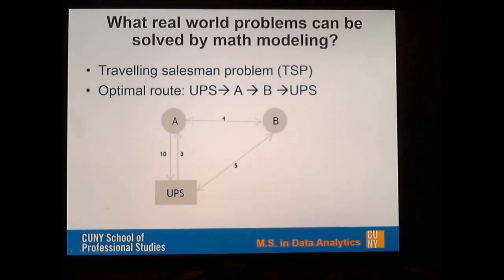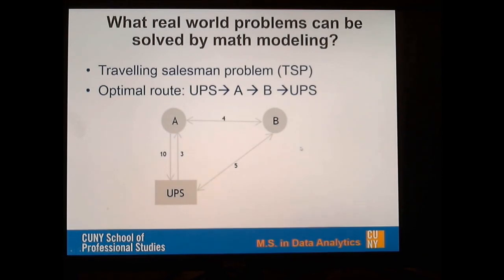As you can imagine, if you visit A first and then B and then UPS, the cost would be 3 plus 4 plus 5, so the total cost is 12. On the other hand, if the driver goes to B first, then A, and then comes back to the UPS location, the total cost is 5 plus 4 plus 10, which is 19, much larger than visiting A first. So the optimal route would be from UPS to A to B and then back to UPS. This is really a simple example of TSP.